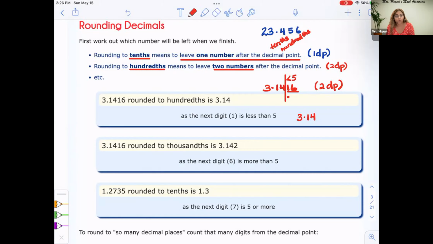3.14. Now, when you are writing your answer, be cognizant of the fact that it must be the answer that the question is asking you for. For 2 decimal places, you must have 2 numbers after the decimal point. You are not to put a 0, you are not to put anything after the 4. So this is my first example. We go in again. We're going to round off to thousandths. According to this, this is 3 decimal places. So let us examine it again.